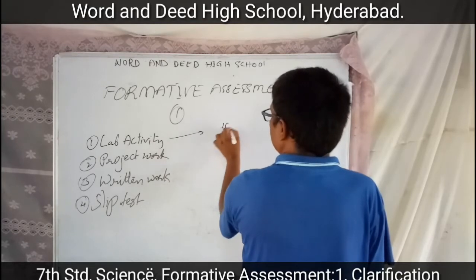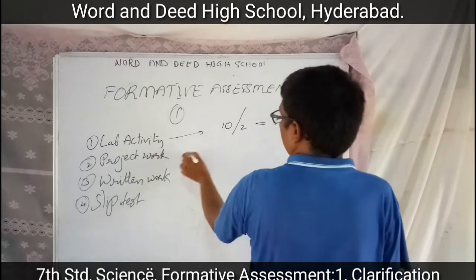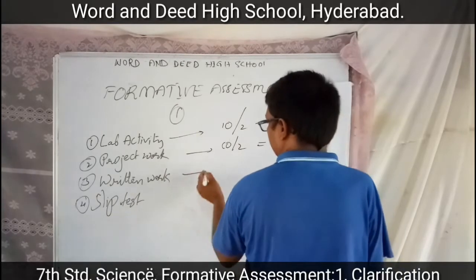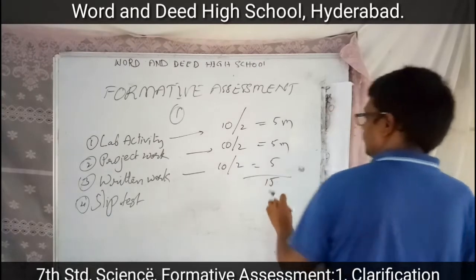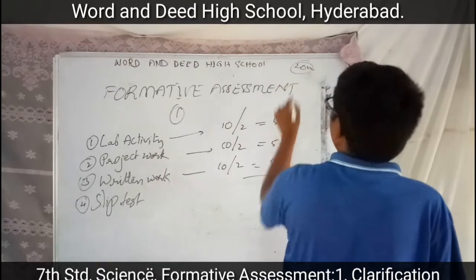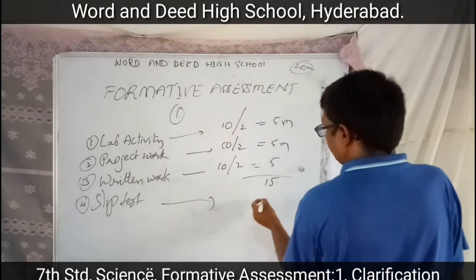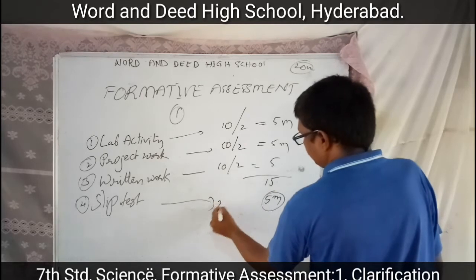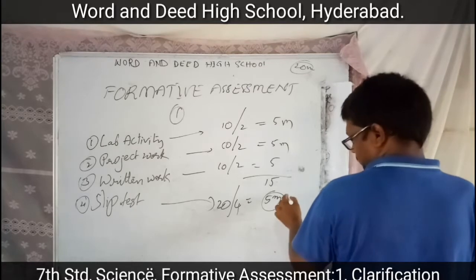Actually lab activity is for 10 marks, that is divided by 2 and then that carries 5 marks. Project work will also be same like this, and written work will also be same like this. Now here total 15 marks, and actually the test is for how many marks? 20 marks, right? How many marks are balanced here? 5 more marks. That is for slip test. Actually the slip test is conducted for 20 marks and divided by 4. Here that carries 5 marks.